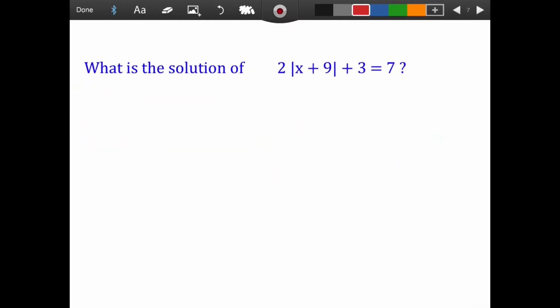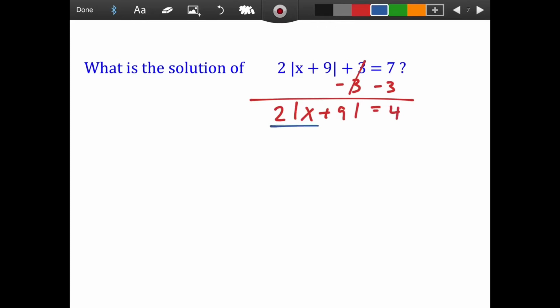Next example, what is the solution of 2 times the absolute value of x plus 9 plus 3 equals 7? So again, first we have to isolate our absolute value. So I'm going to subtract 3 from both sides. That leaves us with 2 times the absolute value of x plus 9 equals 4. Divide both sides by 2. And we have absolute value of x plus 9 equals 2.